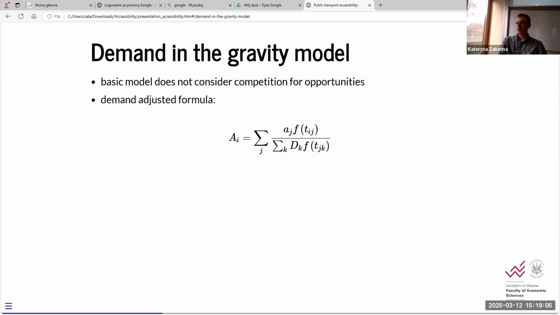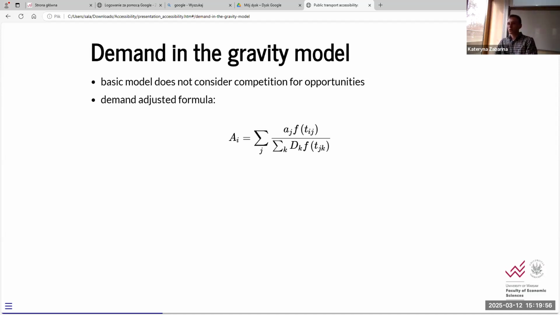And what we can also account for in the gravity model is demand, because let's imagine a situation where we have a hospital in the nearest neighborhood. So we may say that our accessibility to healthcare is high. But if individuals from many surroundings want to get also to this same hospital, our accessibility declines, because the individuals compete for the service.